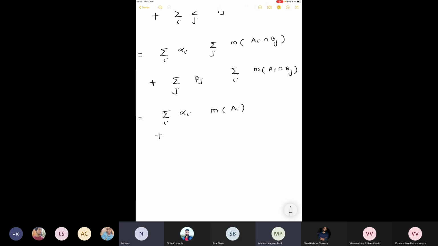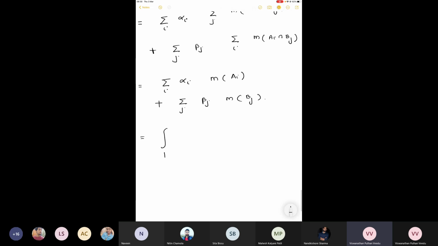Yes, sir. Similarly, the second sum will be summation over j, beta j. See the representation of Bj. Bj I have written as a countable union of, in fact, finite union of disjoint measurable sets. Therefore, that will be measure of Bj. And if you see, the first one is actually integral over R phi dm, because this one is the canonical representation of phi. And similarly, the second one is psi dm.